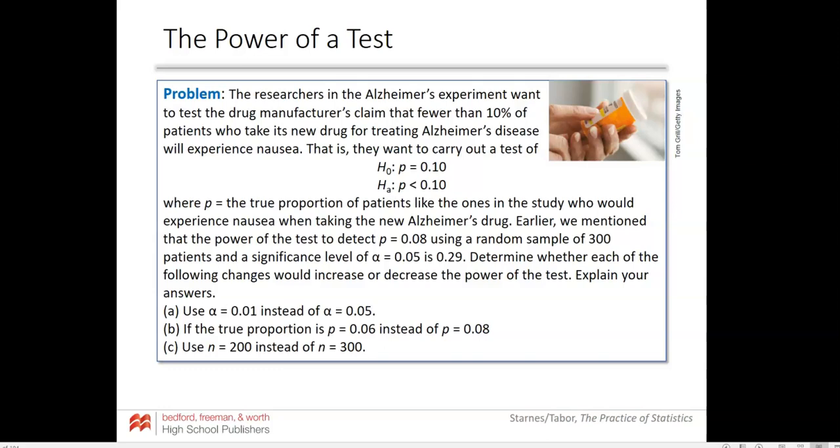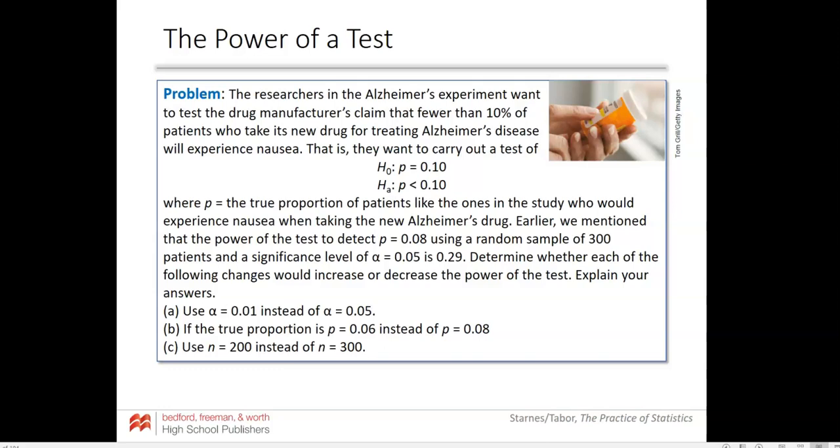The researchers at an Alzheimer's project want to test the drug manufacturer's claim that fewer than 10% of patients who take the new drug will experience nausea. Evidently that's a problem with some of the drugs. So they want to carry out a test. The null is 10% experience nausea. The alternate is we think less than 10% should.